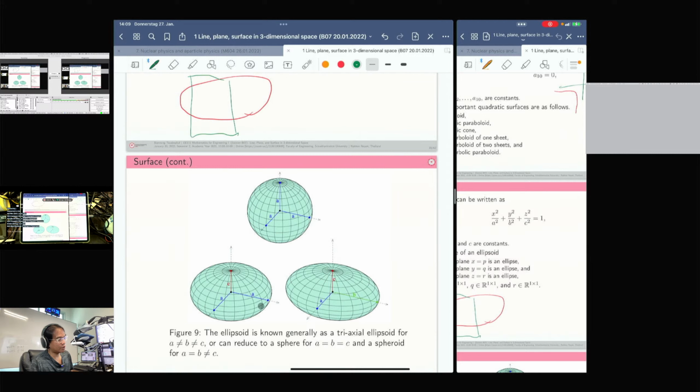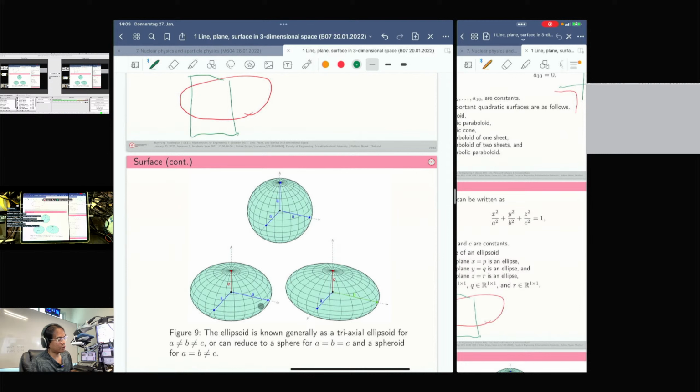Spheroid. Okay, and the last case, the general case, if a is not equal to b and b is not equal to c, c is not equal to a, we have the general form of the ellipsoid. Okay, I don't know. Just imagine the rugby football shape.